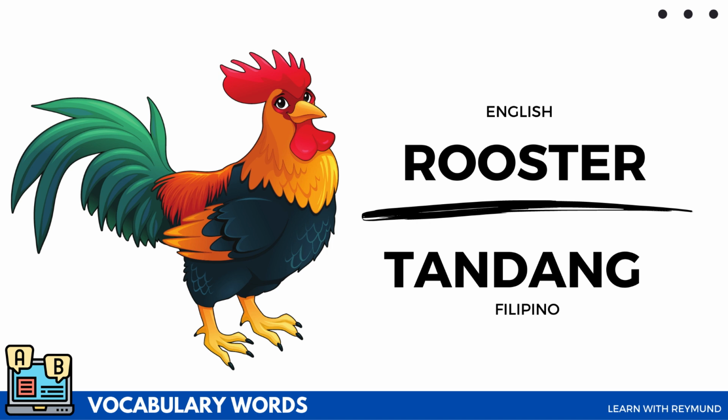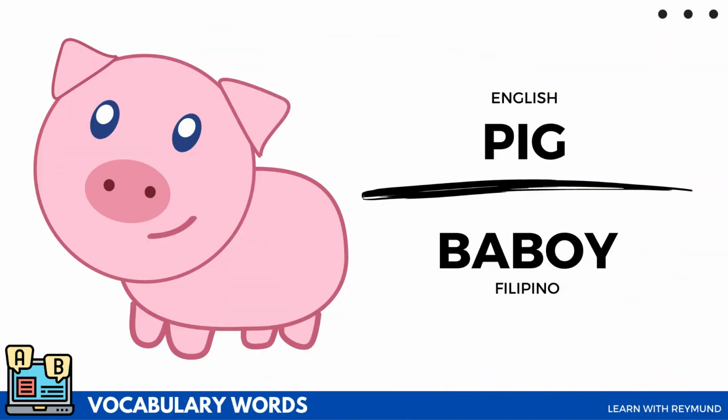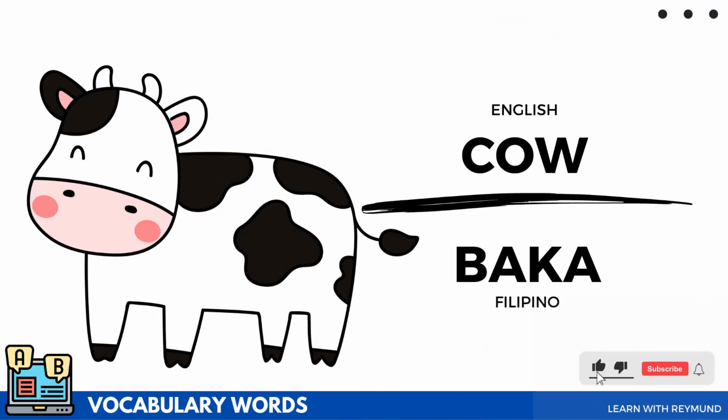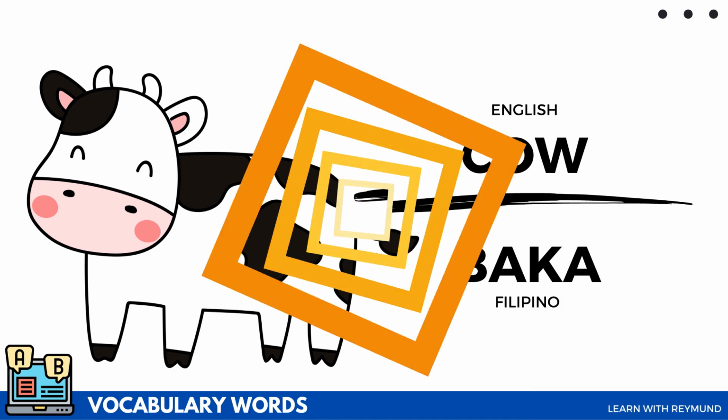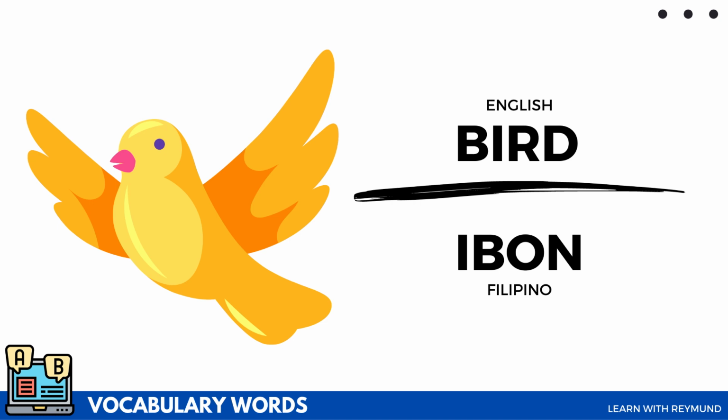Rooster, tandang. In English, it's a pig, and in Filipino, it's a baboy. Pig, baboy. In English, it's a cow, and in Filipino, it's a baka. Cow, baka. Bird in English and ibon in Filipino.